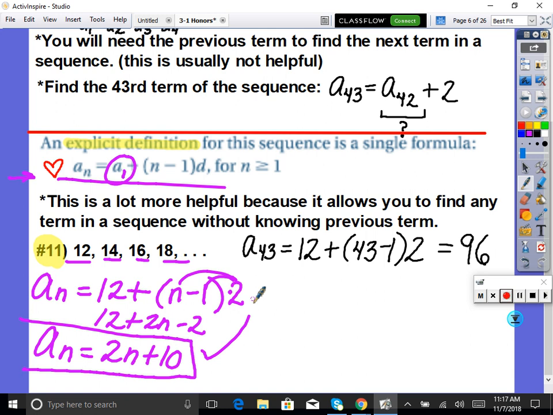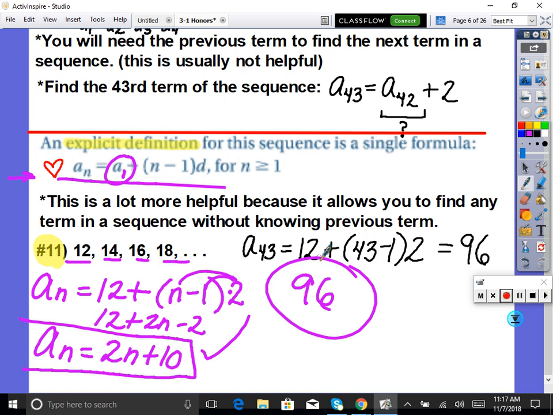Well, as the homework says, find the 43rd term. So plug it in: 2 times 43 plus 10 is 96. So a sub 43, our 43rd term, was 96. Wasn't that a lot easier than writing them all out? Yeah. The general formula allows you to find any term in the sequence.